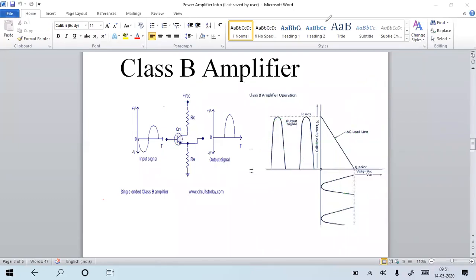What about the class B power amplifier? Even though it is a power amplifier, that means it is capable of handling a high amount of voltage and current, so it is called a power amplifier. But it's a class B power amplifier. So what does class B power amplifier mean? The output of the power amplifier should be half of the input signal. That means either the positive signal or the negative signal.